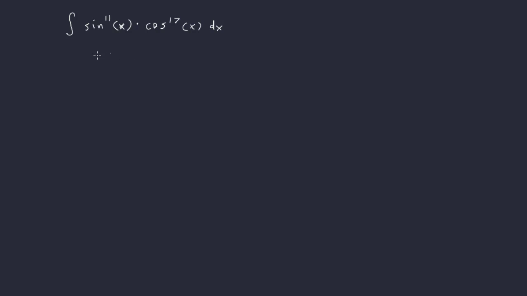Okay, here we have another example. In this case, both of my exponents are odd. So it really doesn't matter which one we choose, we just need to break off one of them. Since last time we broke off a cosine, this time let's just break off a sine.